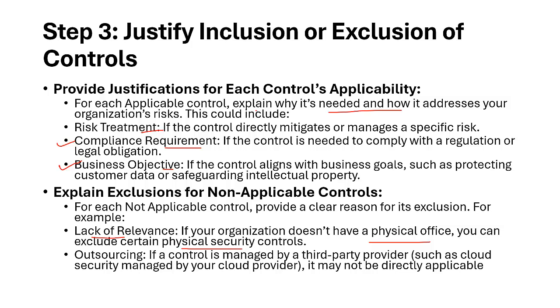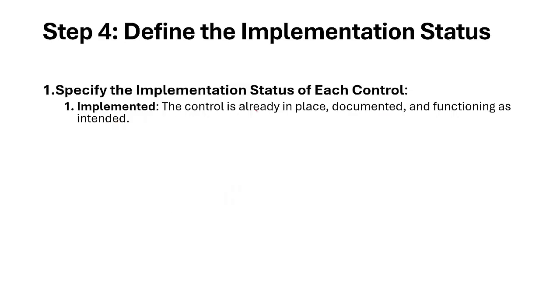Like we have employees who work from office, work from home. So we don't have any physical office. Or second, if the control is managed by a third party, it may not be directly applicable. So you're giving justification because of outsourcing. It's very important that you justify. And then you have to see what the implementation status is.